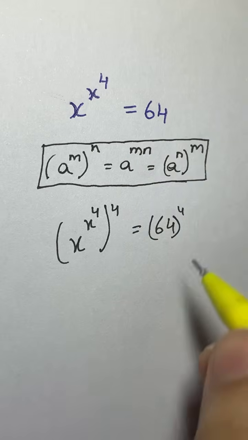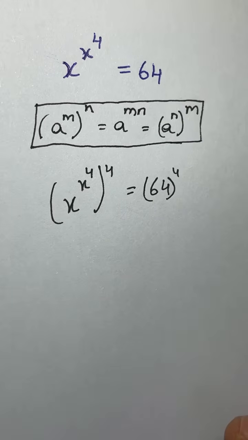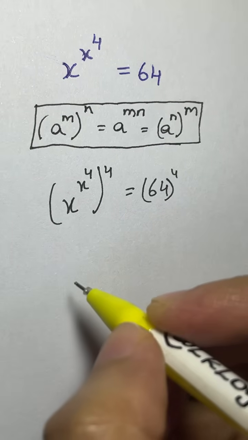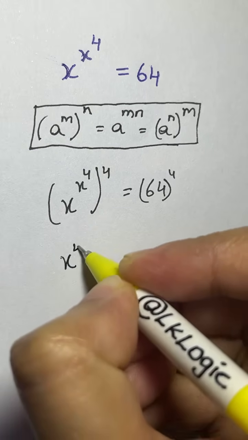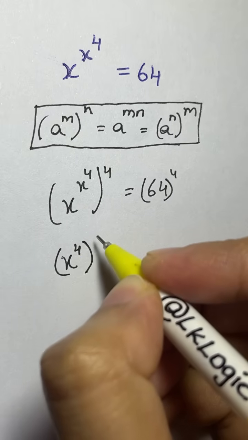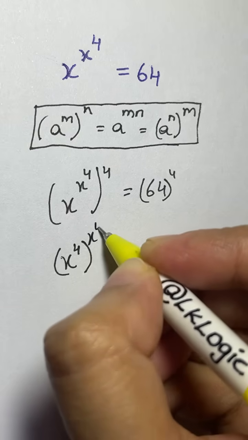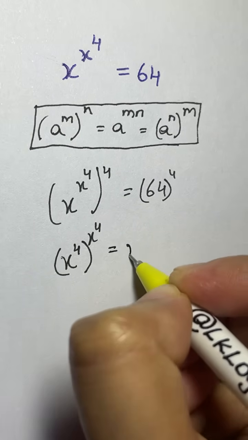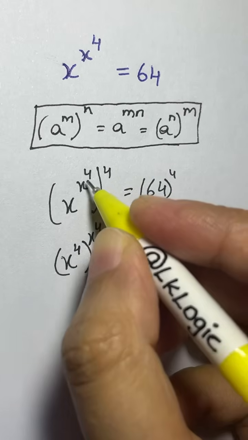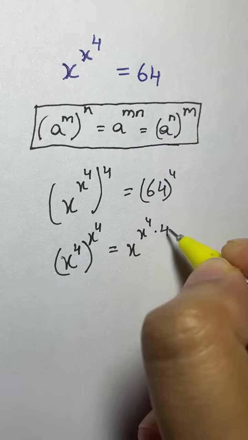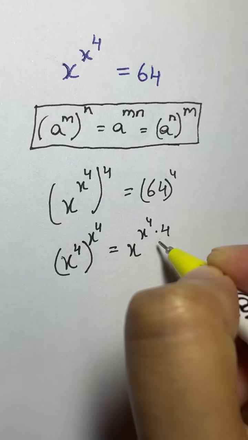So now I can also reverse the order. I can write the first power inside and the second power outside. I'll just reverse the order. I have this fourth power, so I'll take that inside, like x to the power of 4 whole to the power of x to the power of 4. That actually means x to the power of 4 times x to the power of 4, which is a multiplied product. So it can be written as x to the power of 4 to the power of x to the power of 4. You can write it like this.